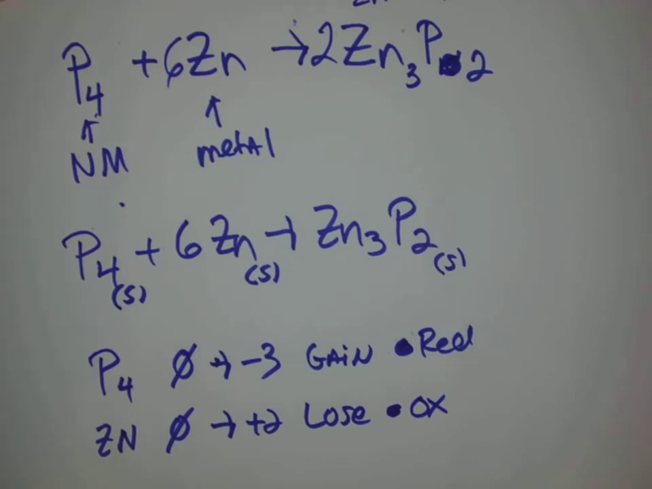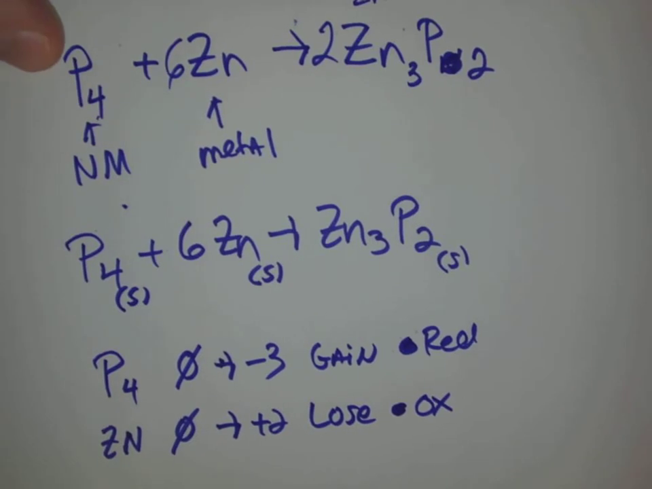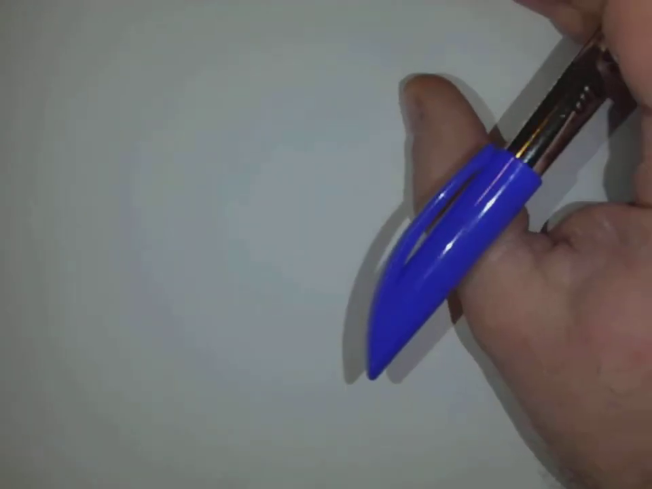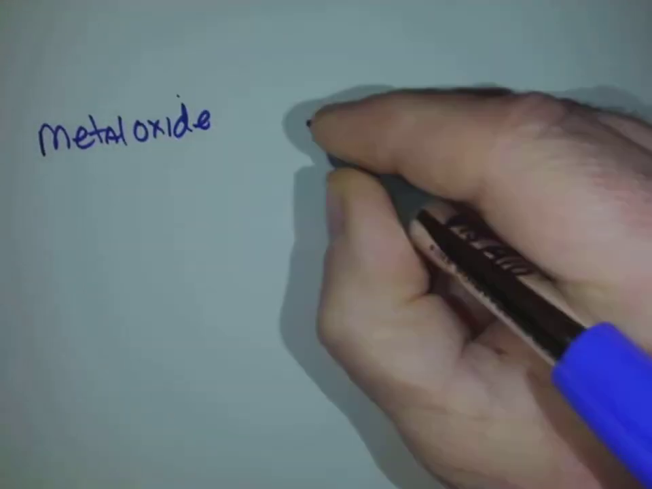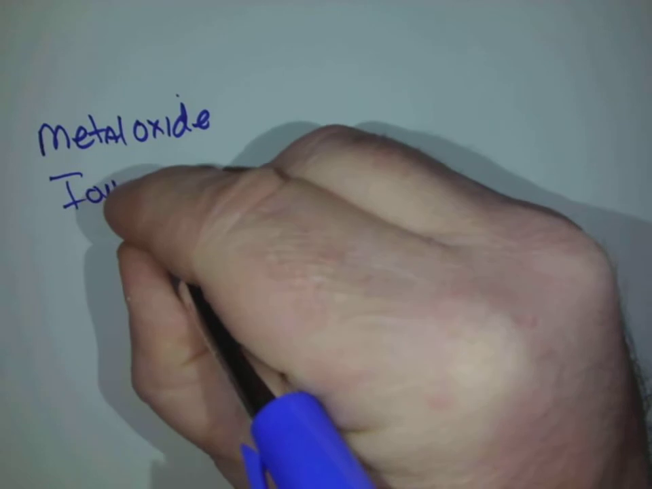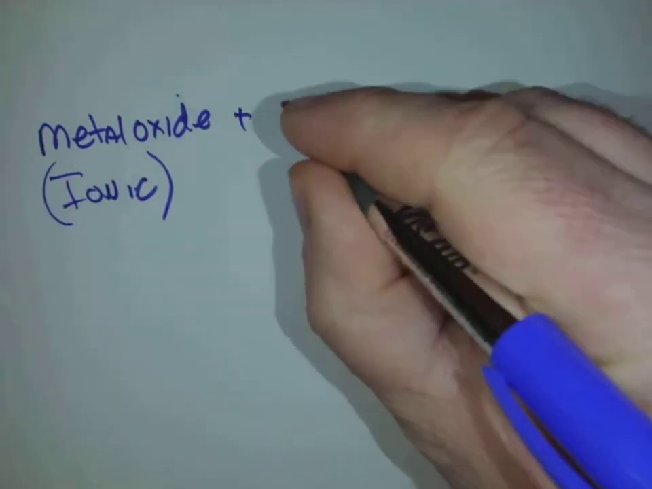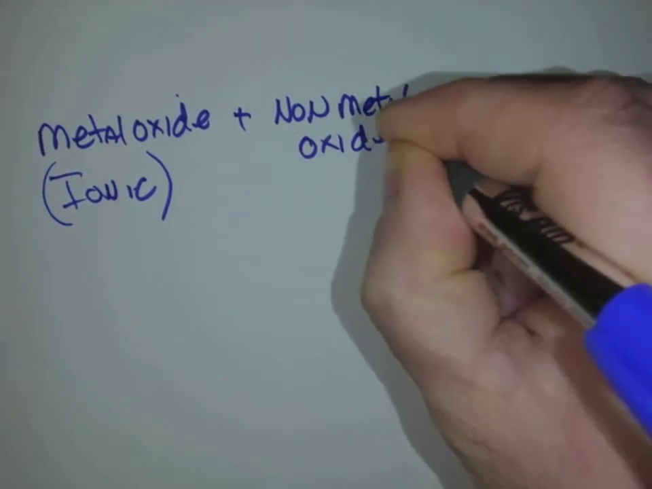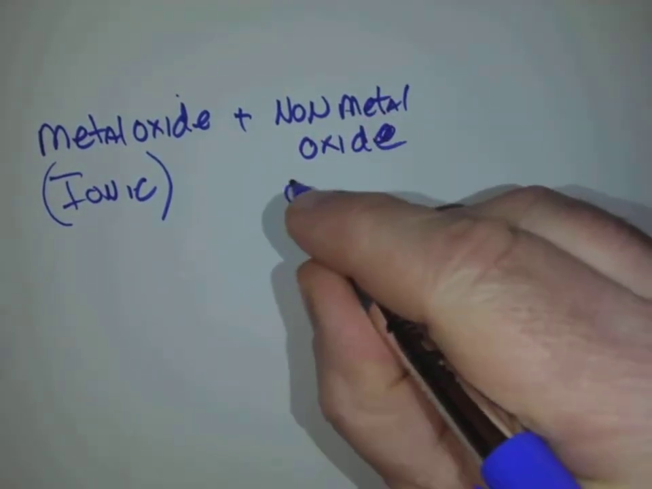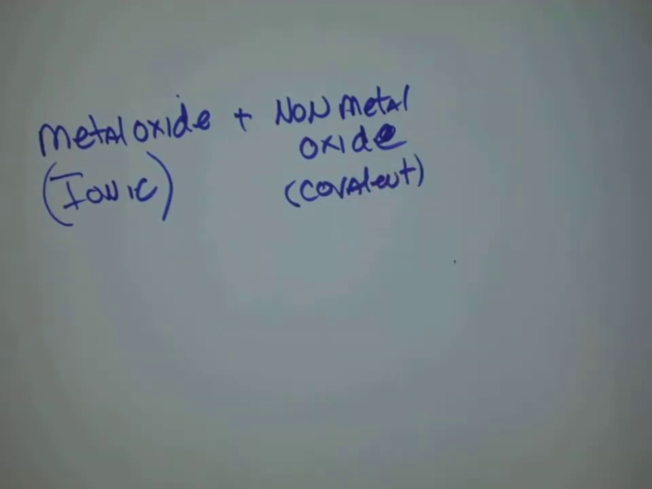And honors chemistry takes it a little step further. So if you're in honors, you're going to have to keep watching this for a few more minutes. So in honors, we have another type of synthesis reaction that is a little bit more complex. It's when you have a metal oxide that is ionic, so it follows ionic rules, and a nonmetal oxide, which is covalent, and it follows covalent rules.